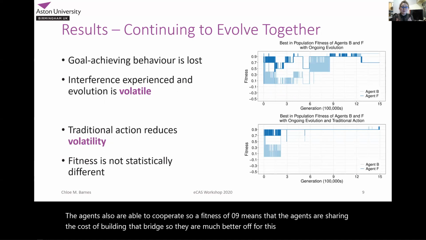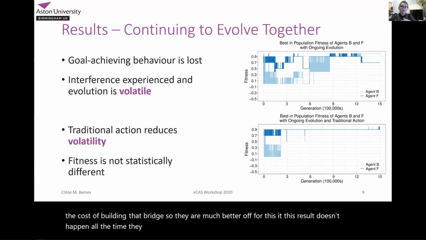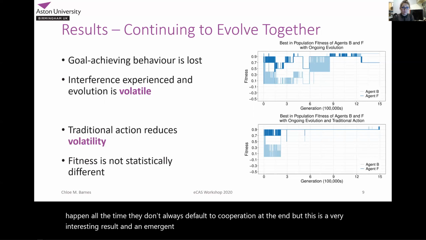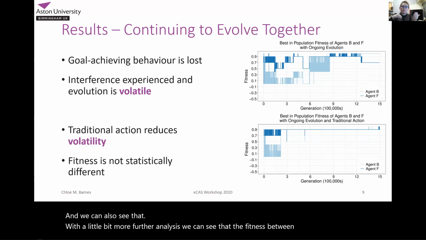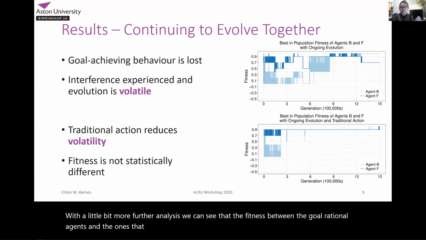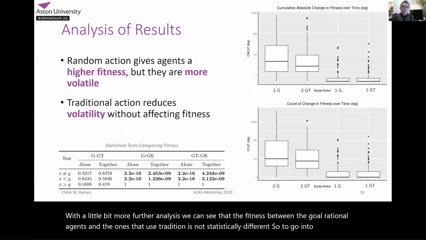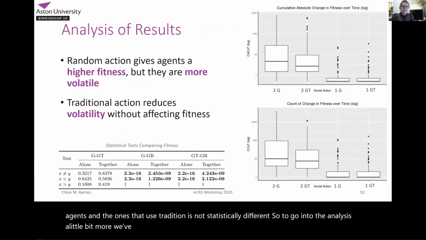This result doesn't happen all the time. They don't always default to cooperation at the end, but this is a very interesting result and an emergent property from this particular run. And we can also see that with a little bit more further analysis, that the fitness between the goal rational agents and the ones that use tradition is not statistically different. So to go into the analysis a little bit more, we've created some box plots to see what the volatility for each experiment appears as.